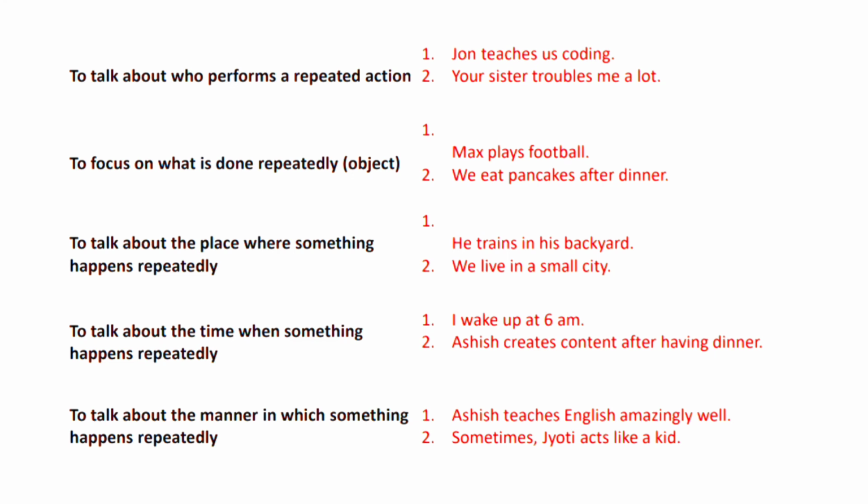To talk about the place where something happens repeatedly: He trains in his backyard. We live in a small city. To talk about the time when something happens repeatedly: I wake up at 6 a.m. Ashish creates content after having dinner. To talk about the manner in which something happens repeatedly: Ashish teaches English amazingly well. Sometimes Jyoti acts like a kid.